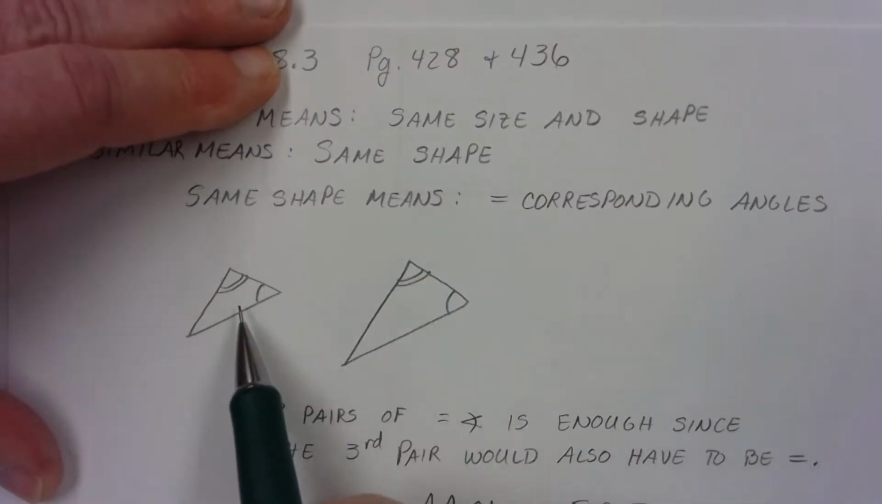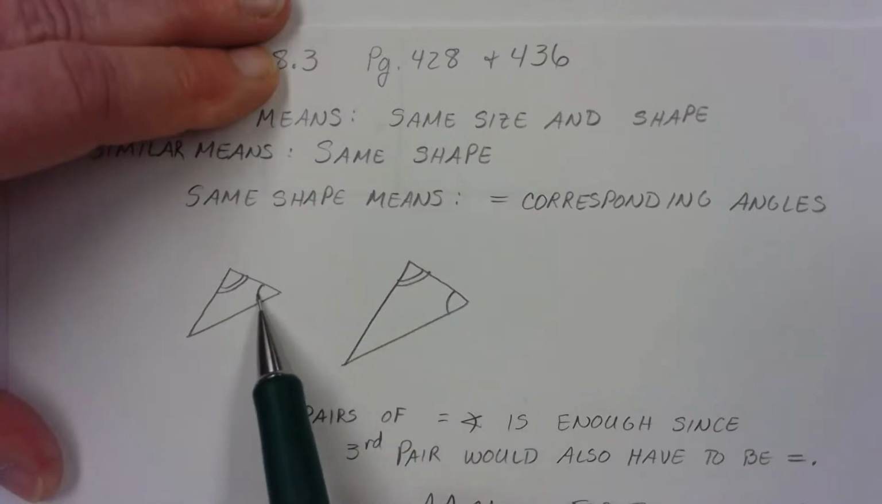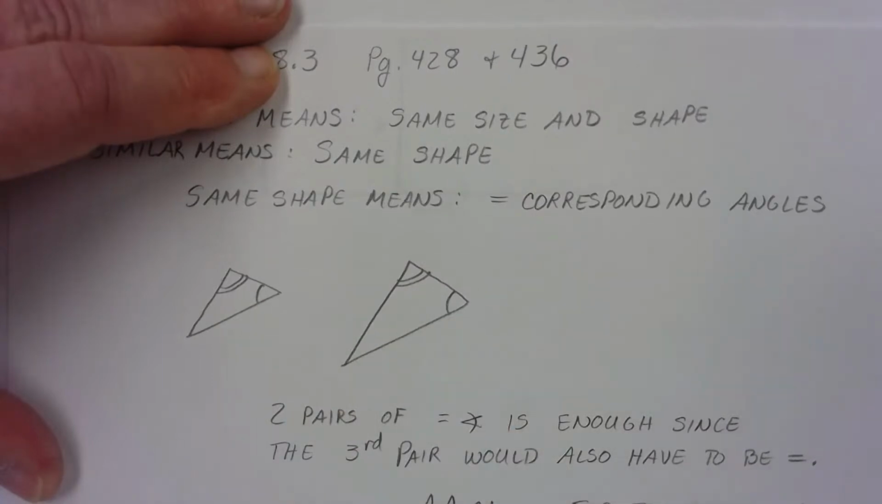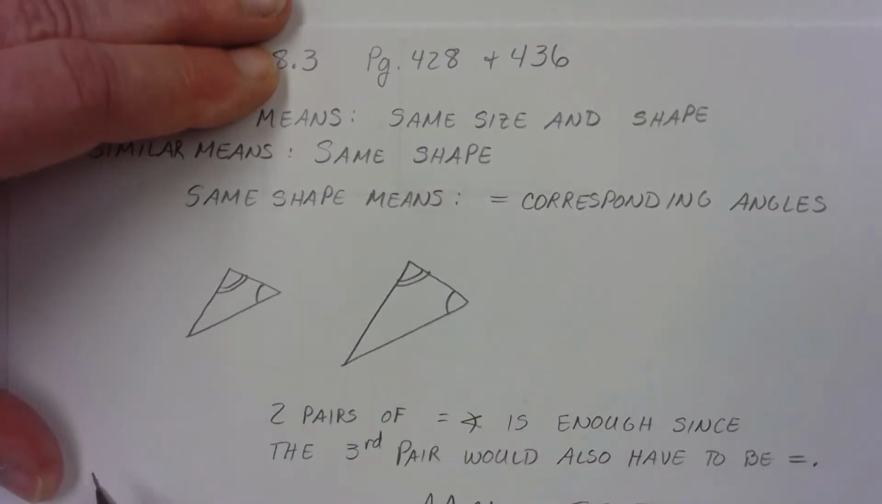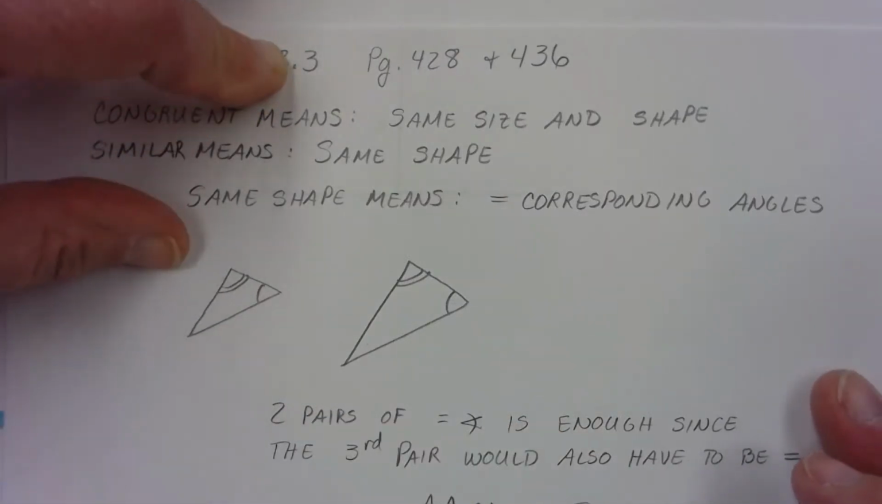So if I tell you I've got two triangles here, and I tell you that this angle is equal to this one, as I've marked, and this angle is equal to this one, as you know, triangles have 180 degrees to go around. So if I have used up the same number of degrees here and here as I did here and here, there's the same amount left over for this one and this one. So it's not necessary to have all three pairs. Just two will be enough because the third pair will have to be equal to each other.